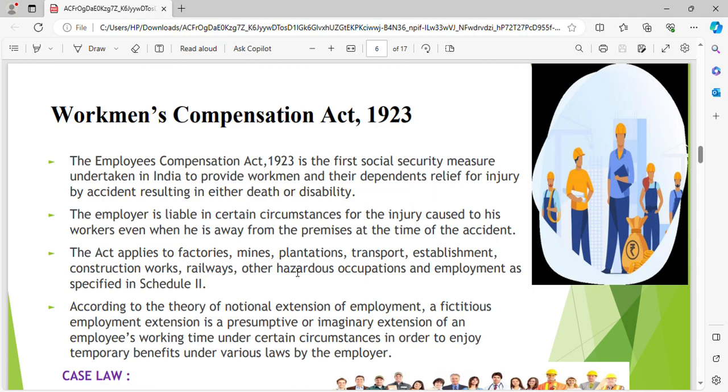This act also applies to factories, mines, plantations, transport establishments, construction works, railways, and other hazardous employees and occupations, and other specified in Schedule Part 2. According to this theory, notional extension of an employer's premises and employment is a presumptive or imaginary extension of the working time, and under this particular way it should also be taken into account.